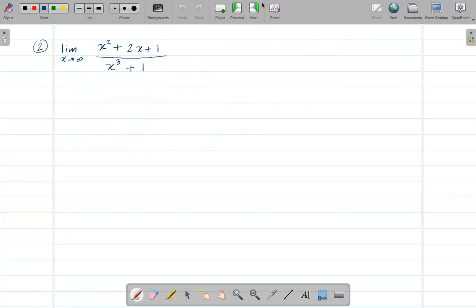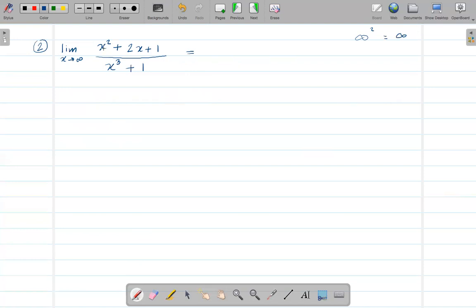Okay, now the next one. Let's do this one. Here x goes to infinity. If x goes to infinity, on the top, infinity squared is also infinity, right? Infinity means it's a really, really big number, and if you take the square of that, it is also a big number. It's a huge number, right?